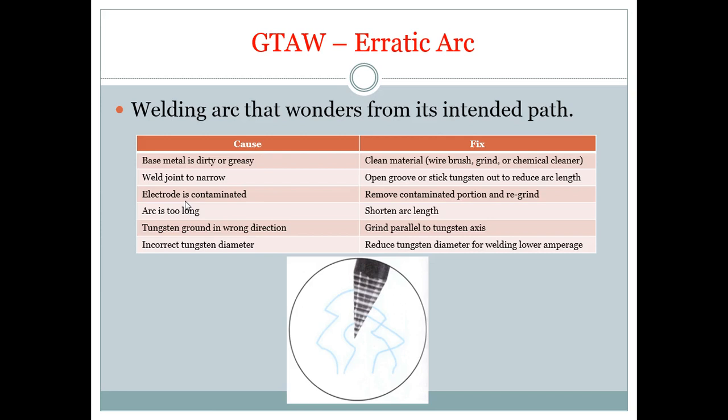Another problem, tungsten ground in the wrong direction, like in this picture. So you want to grind so that the lines are facing up and down with this tungsten, not like this one is ground. And there's a couple other little issues on here. Just take note of some of them. On the test, you may have to describe what could cause an erratic arc and what you could do to fix it. So go ahead and pause the video here and take a couple more notes about this slide.